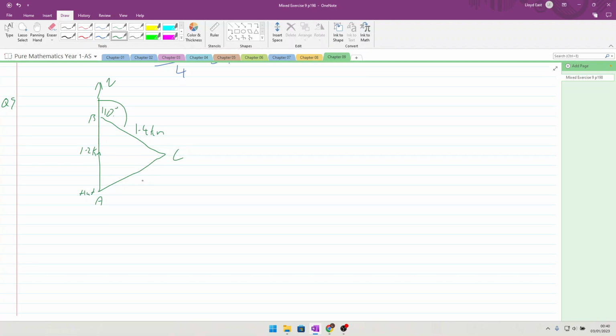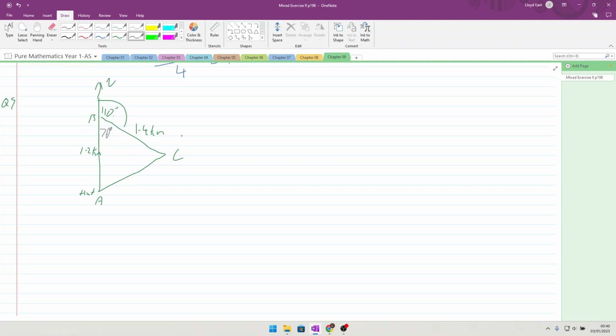Okay. So first things first, let's work out angle CBA, which is going to be 180 minus the 110, which gives us 70. So we can fill that in there. And from there, if we know the north line, what else? Can we use the sine rule on that?